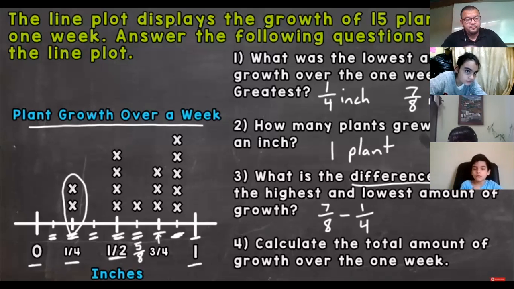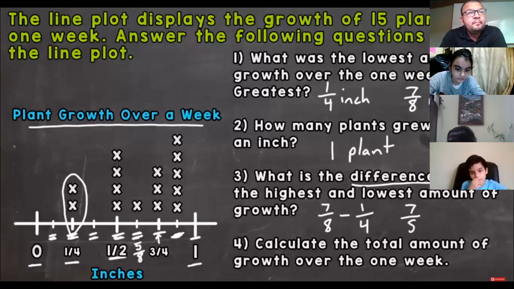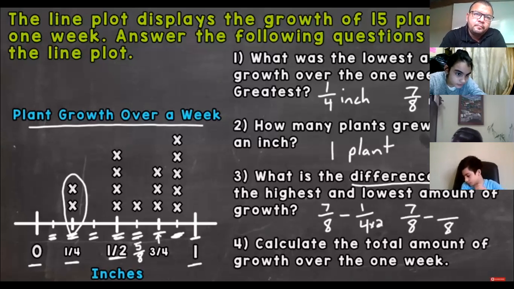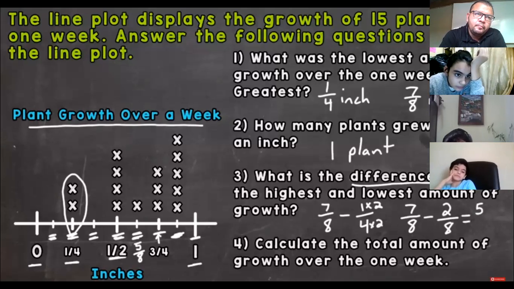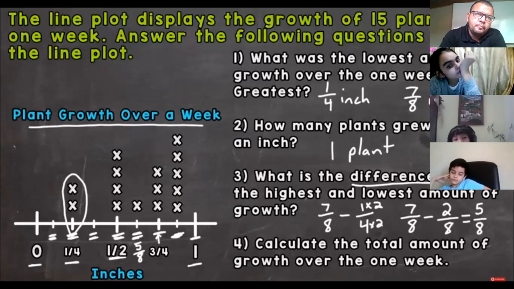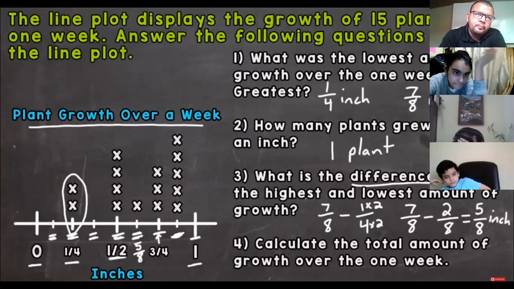So let's rewrite the problem to the side. 7/8 minus, well, I know 4 times 2 will give me that 8, so I need to do the same thing to the top. 1 times 2 is 2. So 7/8 minus 2/8. That 2/8 is equivalent to 1/4, so we did not change the value of the problem. 7 minus 2 is 5, and we keep our denominator the same, 8. So 5/8 of an inch is the difference between the greatest amount of growth and the lowest amount of growth.